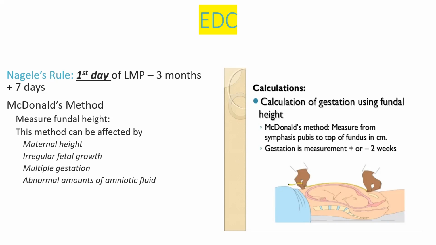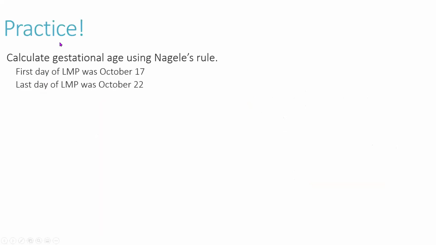And it's important to note that the McDonald's rule is not as reliable as Nagel's rule. So this is important if a mom comes into the ER and she's like, I'm gonna have a baby, but she doesn't remember when her last menstrual period was. That's what they'll do. Okay.